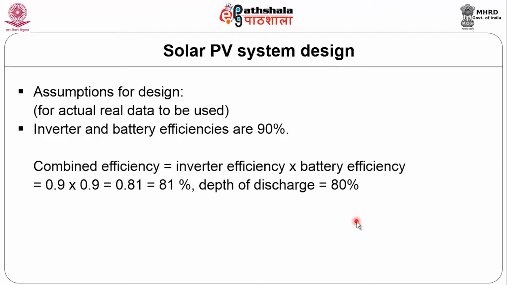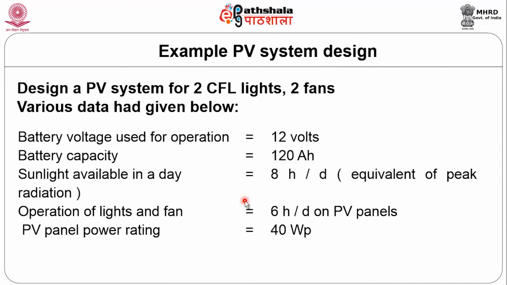So, the combined efficiency, that is inverter efficiency into battery efficiency: inverter efficiency is 90% and battery efficiency is also 90%, 0.9 into 0.9, that is 0.81, that is 81%. Depth of discharge is about 80%.